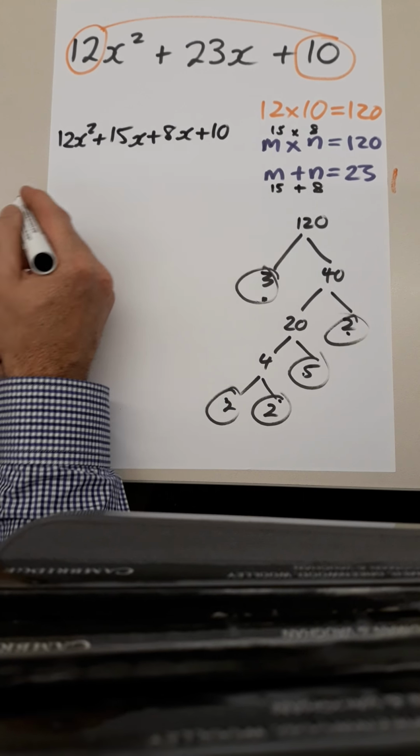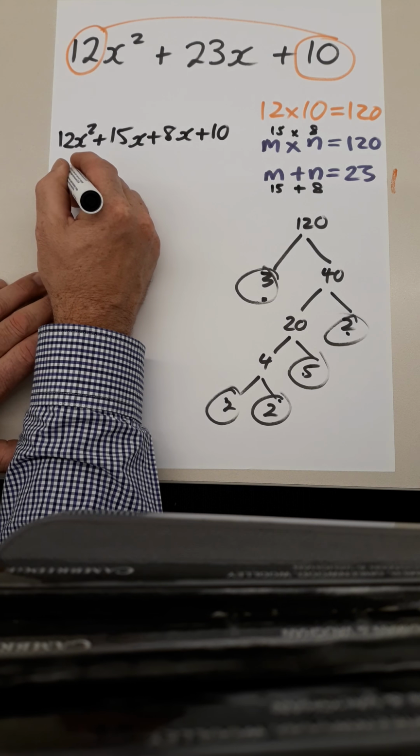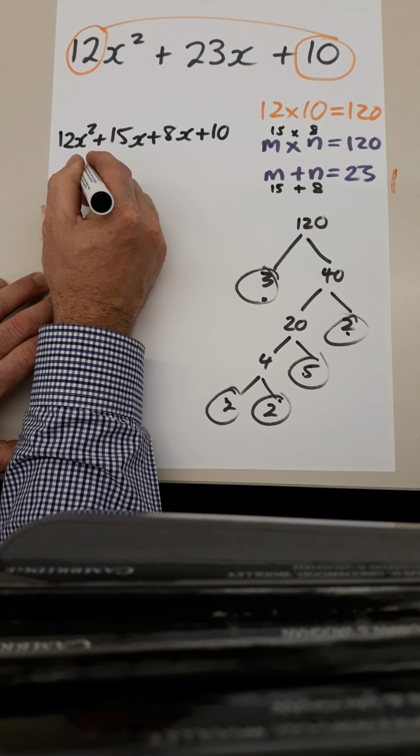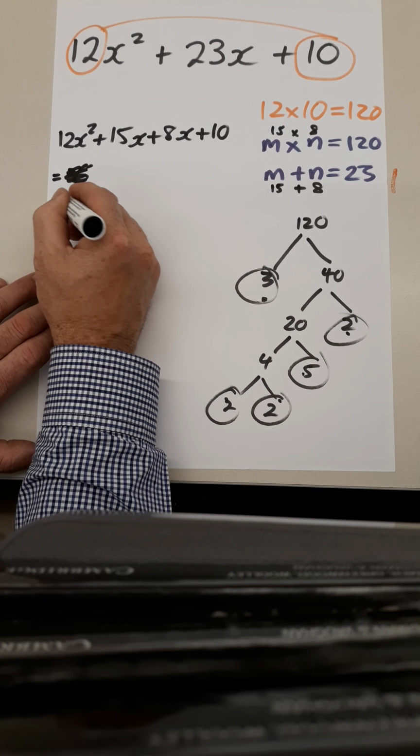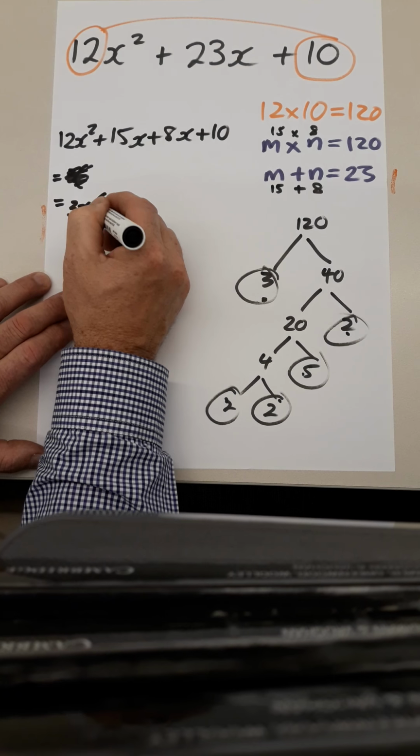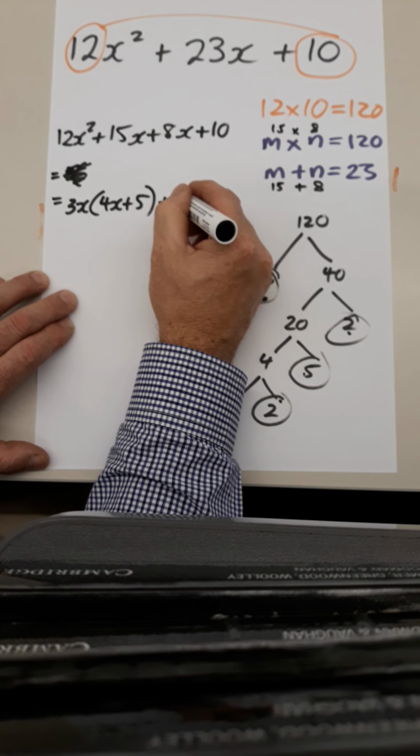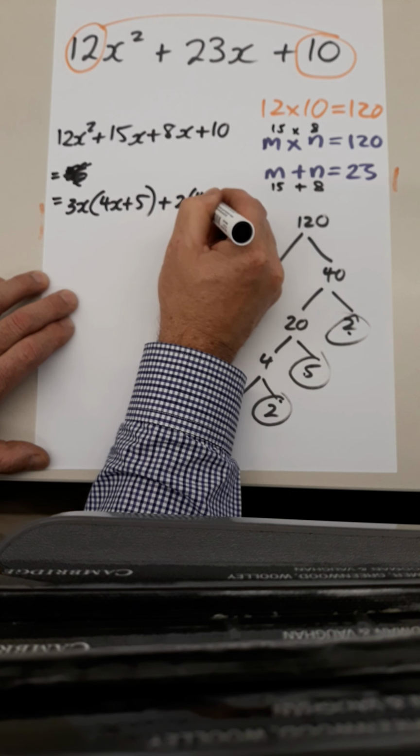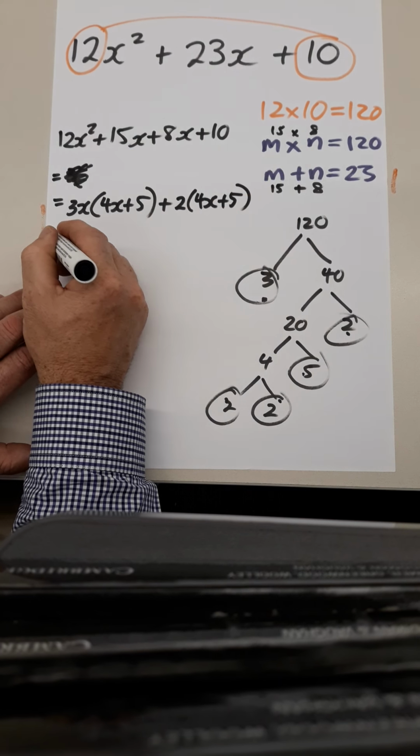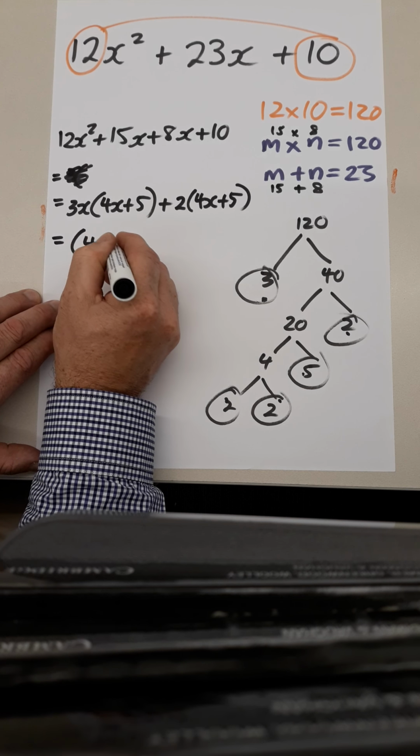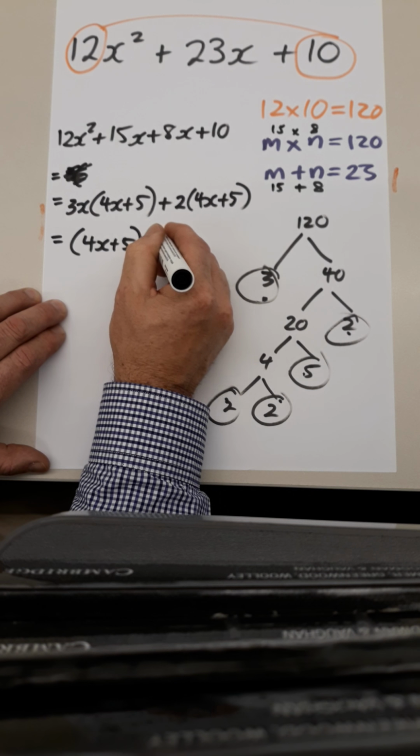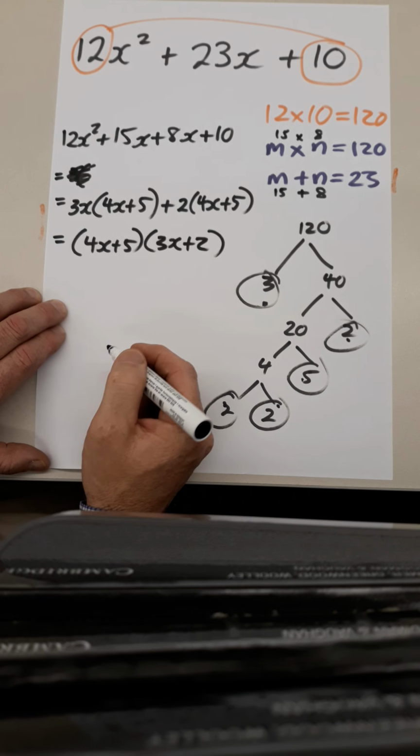Factorising the first two, I get 3x into 4x plus 5. And here I get 2 into 4x plus 5. So that'll be 4x plus 5 times 3x plus 2.